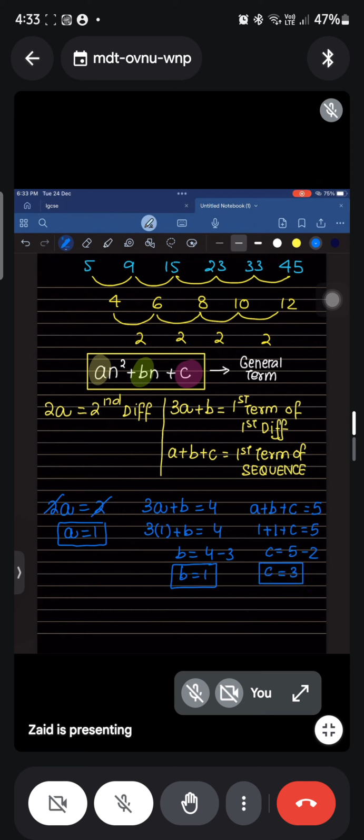Now I've got a, b, and c, all three of them. I can just plug the values into the formula. a is 1, you don't need to write 1. It's n squared plus n plus 3. So this is the nth term of the sequence.